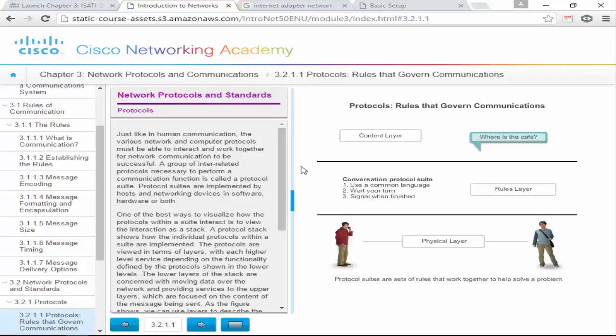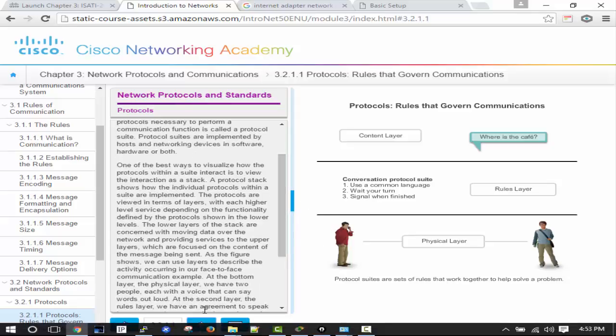So now we're going to go to protocols, rules that govern communications. A protocol is a rule, right? So we're going to talk about routing protocols, layer 2 protocols, layer 3, every kind of protocol. There are protocols that are rules at the physical layer and so on. There's a 7-layer model we're going to be talking about shortly, and we have protocol suites for each one, which is just the rules that they run by.